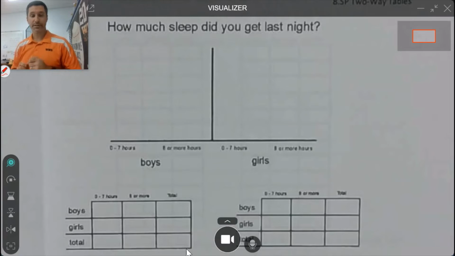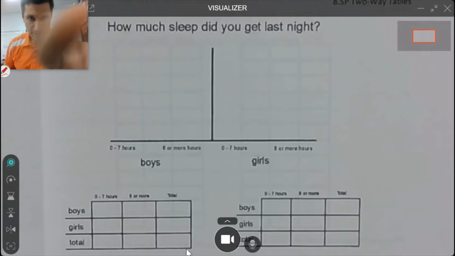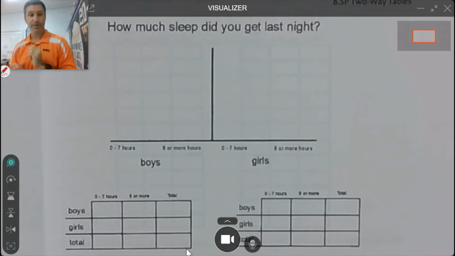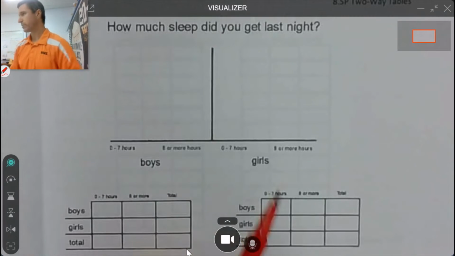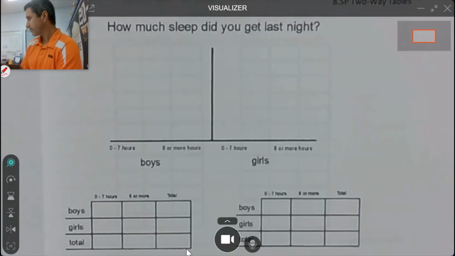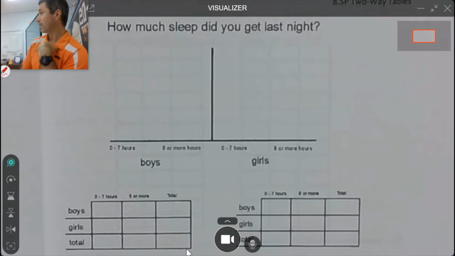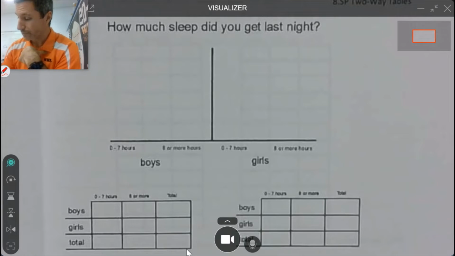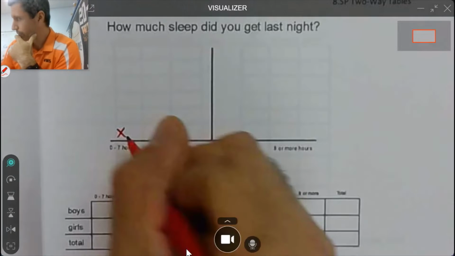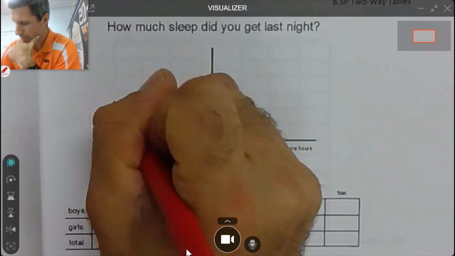Okay. How much sleep did you get last night? You can't be a part of the data set because you're not here, but everybody else can. So boys, talk to me. Did you get 0 to 7 last night? Raise your hands. 1, 2, 3, 4, 5, 6. That's everybody. I'll include myself, so at least there's one person on the other side of this.